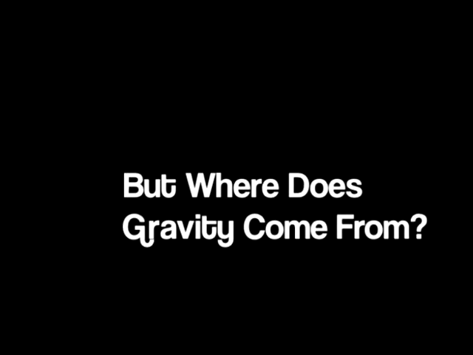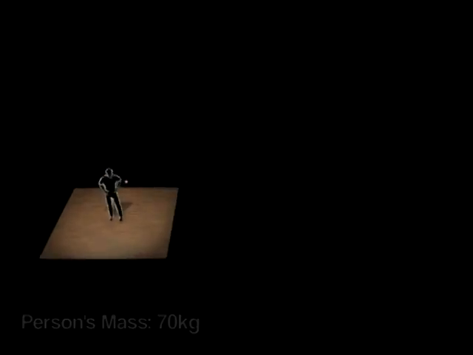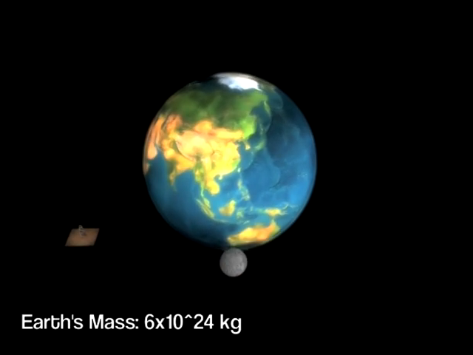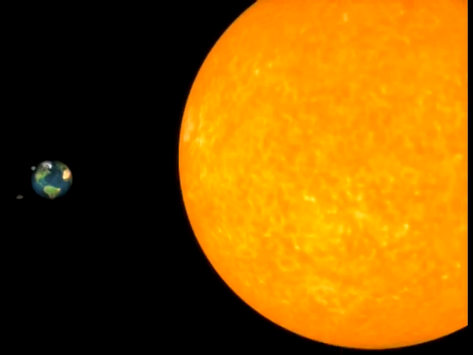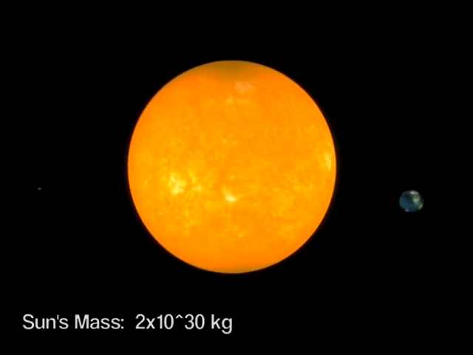But where does gravity come from? Gravity is believed to be caused by all objects of mass, but because the planets and the sun are so massive, they are the most powerful gravitational forces. Through Einstein's theory of relativity, he predicted the actual behavior of gravity and how it affects the universe.